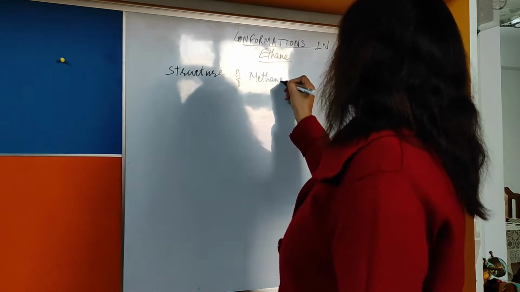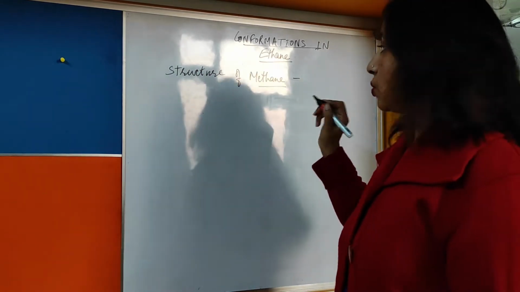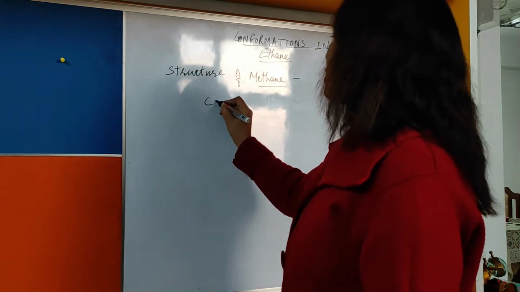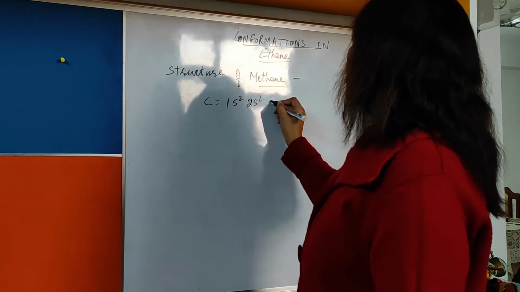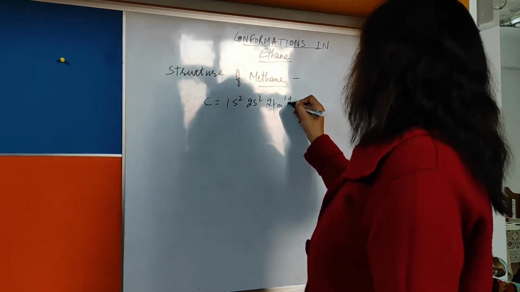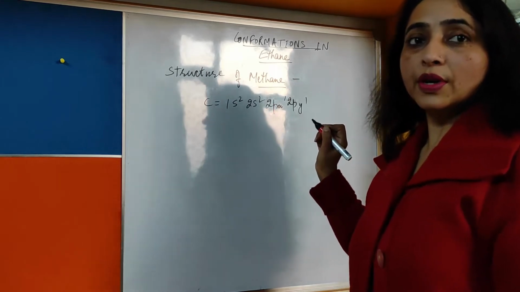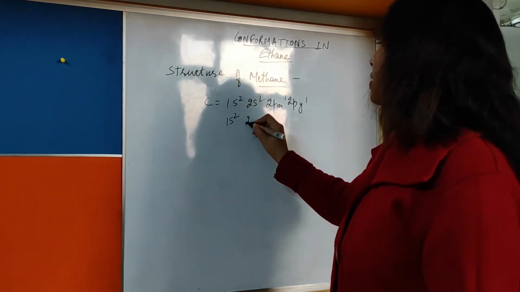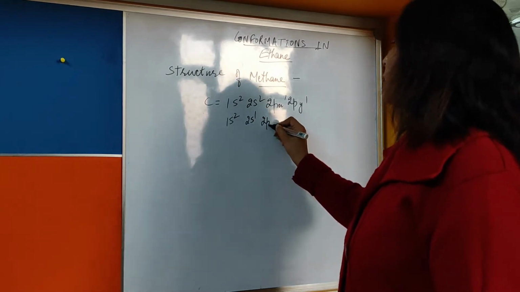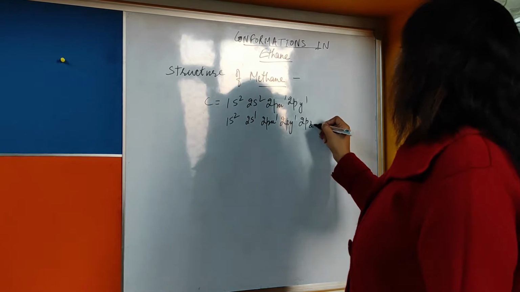As we have already done in alkanes, all carbons undergo sp3 hybridization. Now what is carbon's configuration? It is 1s2, 2s2, 2px1, 2py1. This is the ground state configuration. Now what about the excited state configuration? It is 1s2, 2s1, 2px1, 2py1, 2pz1.